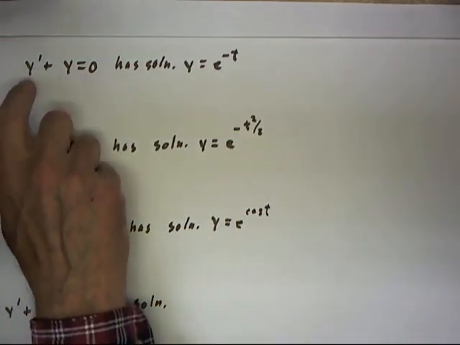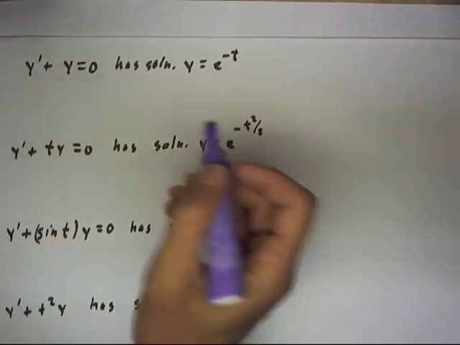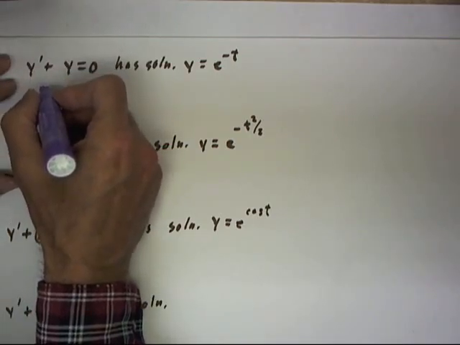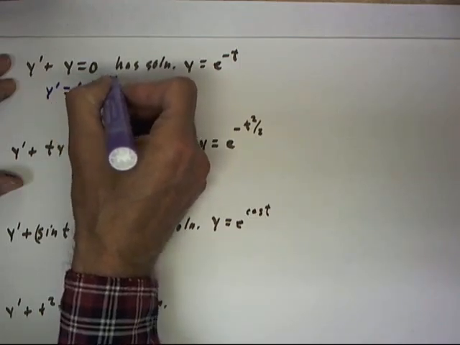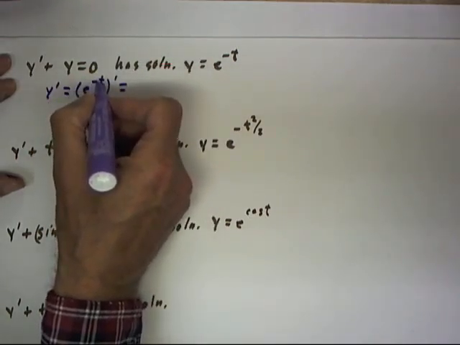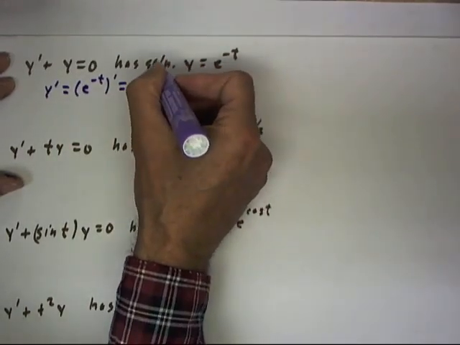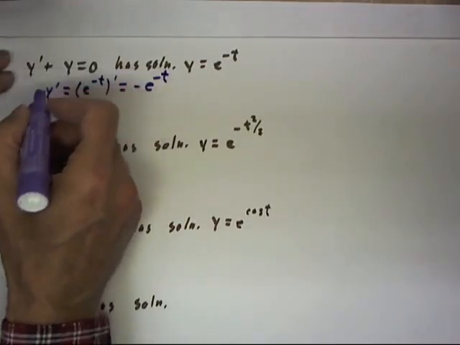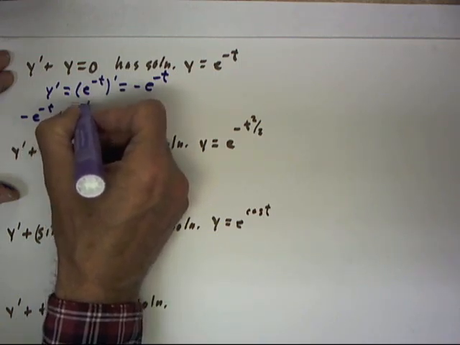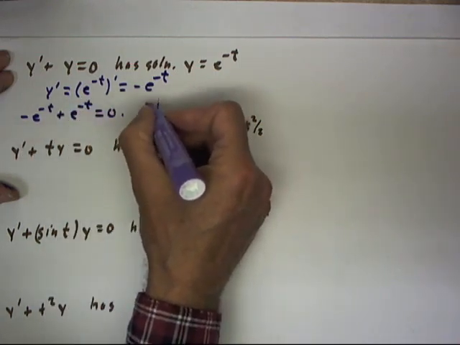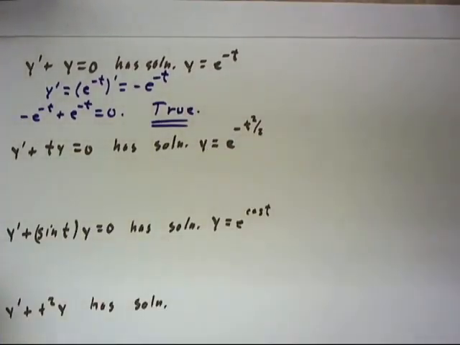Let's check the assertion that the equation y prime plus y equals 0 has solution y equals e to the negative t. We need to evaluate y prime. That's e to the negative t, prime. By the chain rule, the derivative of negative t is negative 1, so we get negative e to the negative t. So the equation becomes negative e to the negative t plus e to the negative t equals 0. This is true.